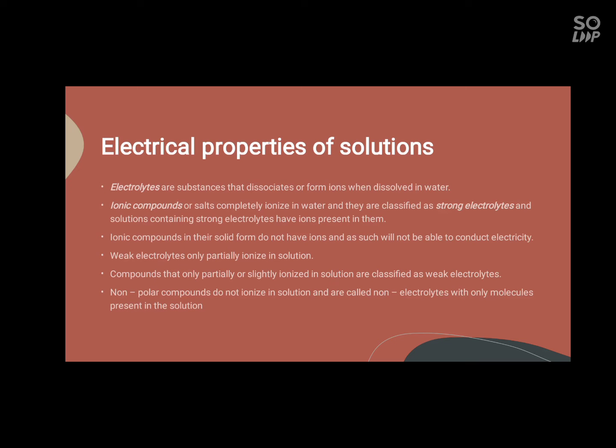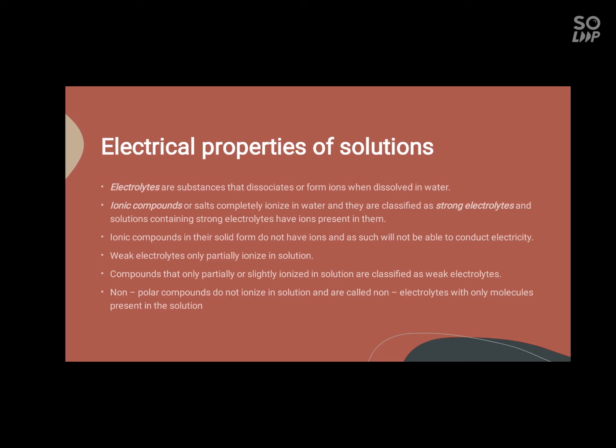In immiscible liquid, oil is nonpolar while water is polar. Electrical properties of solution. Electrolytes are substances that dissociate or form ions when dissolved in water. Ionic compounds are salts completely ionized in water, and they are classified as strong electrolytes, and solutions containing strong electrolytes have ions present in them. Ionic compounds in their solid form do not have ions and as such will not be able to conduct electricity.